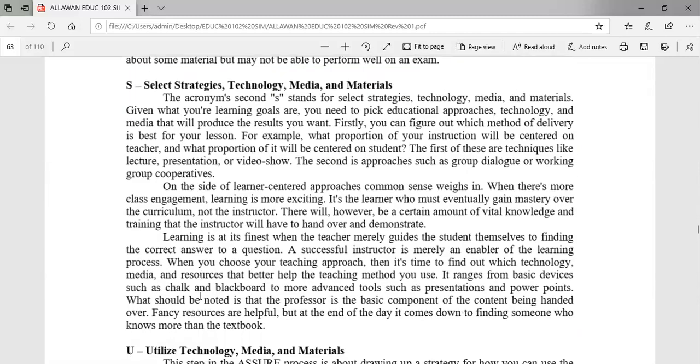Also, the next is select strategies, technology, media, and the material. Given what your learning goals are, you need to pick the educational approach, technology, and media that will produce the result that you want.